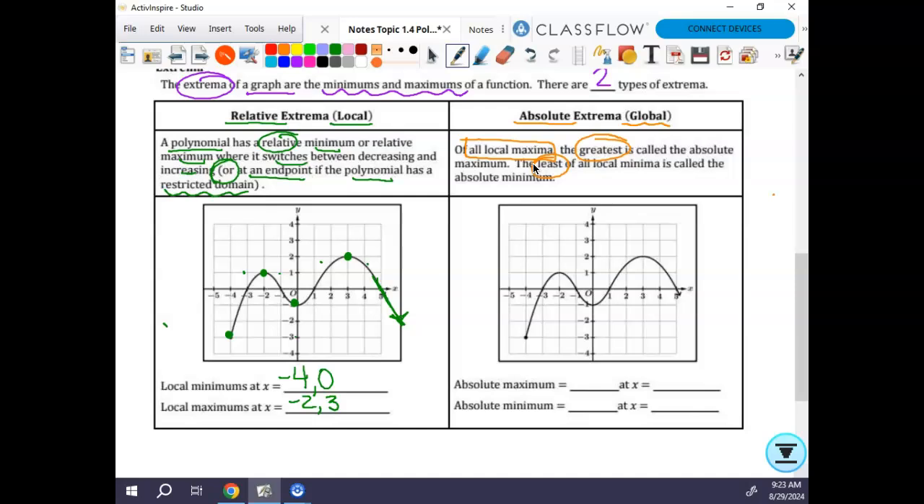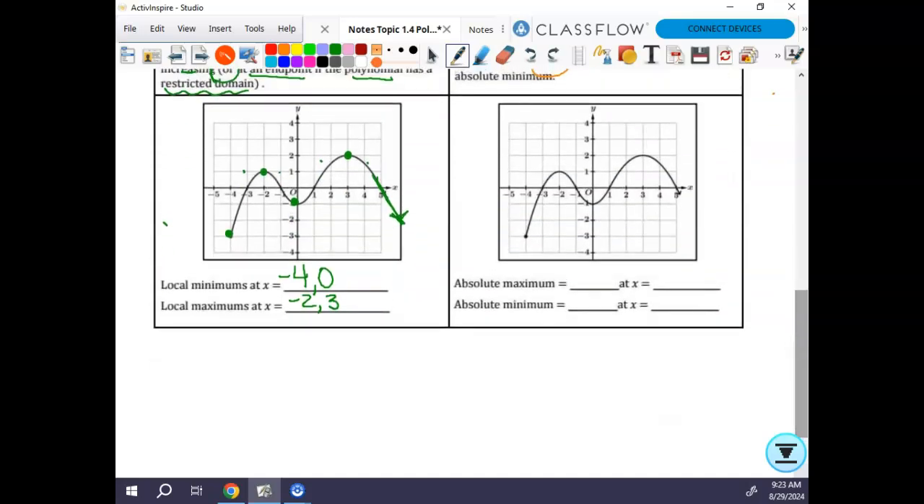Okay, so when we look at this one, when I look at my maximums, I feel like the highest value would be right there, right? The maximum, the largest y value there is at that point. So the absolute maximum value is 2, and that occurs at 3. Okay? The value is the y value. The location is the x value. We all good about that?